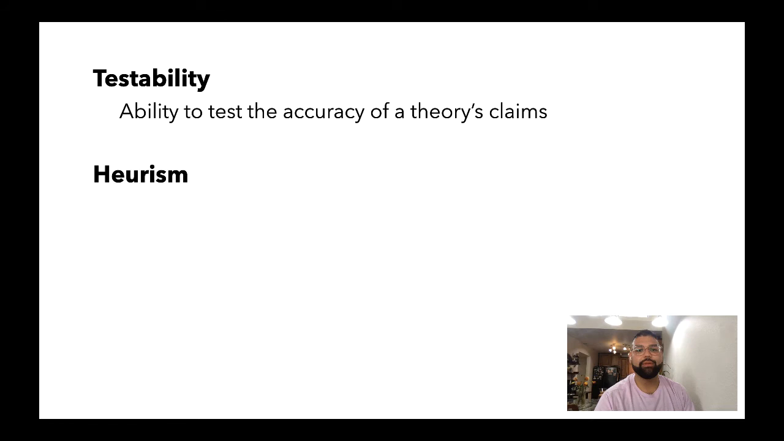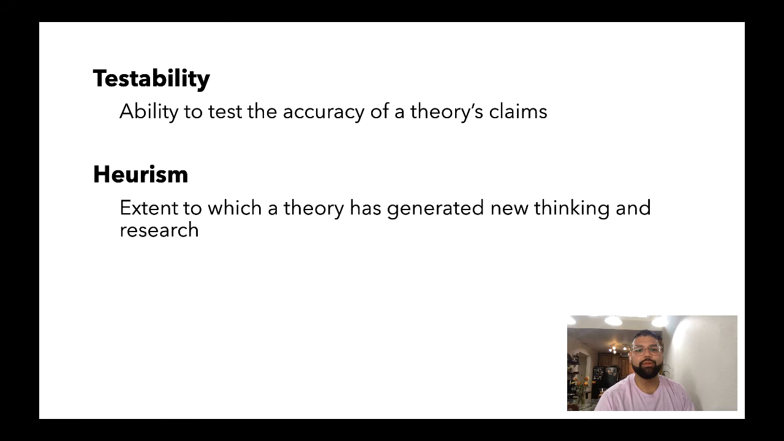Second to last, testability, which just says that we're able to test the claims. If I gave my research report to another person and they were able to carry that out and find the same results, it shows that our theory is testable. Our theory holds up to replication. Lastly, heuristic value, which is the extent to which a theory has generated new thinking and research.